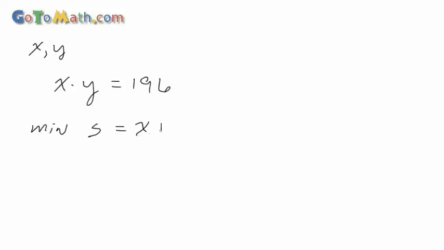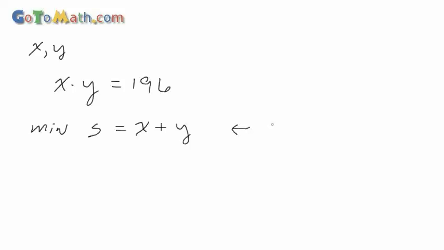So we need to find two positive integers. We'll call the two integers x and y. All right. And it says that their product is 196 and their sum is a minimum. So I'll just say min here. Their sum, we'll call S the sum, is equal to x plus y. Their sum will be a minimum. Okay. All right, so this is the primary equation here.